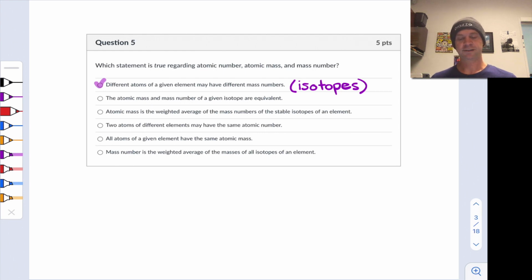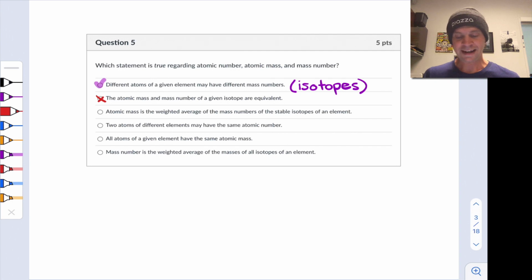Atomic mass and mass number of a given isotope are equivalent. This is false because the atomic mass takes into account things like mass energy corrections. And so that's not going to be an exact integer. It's going to be a decimal value. And so the mass number, which is the exact integer count of nucleons in the nucleus, will not match the atomic mass in general.